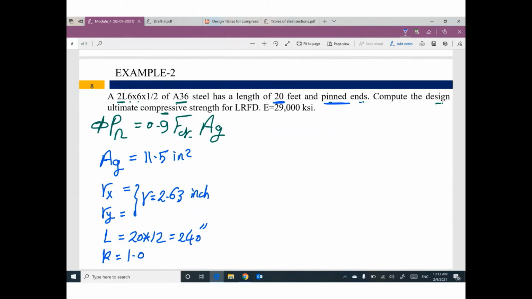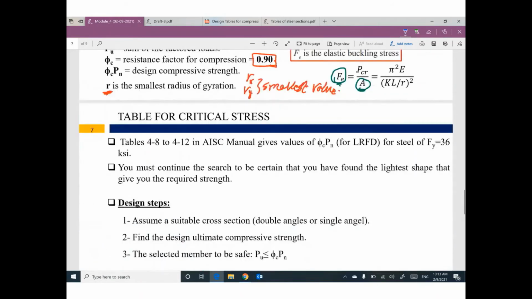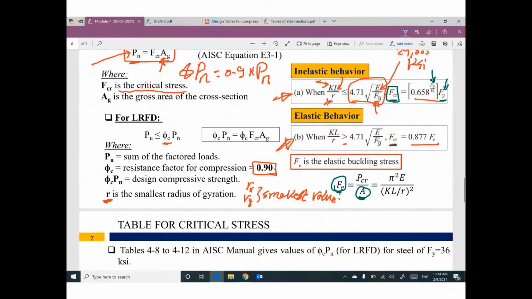Okay. So what is the value of KL divided by R? K is 1, L is 240, divided by R, 2.63. The value will be 91.25. Okay. What is the value of this expression?